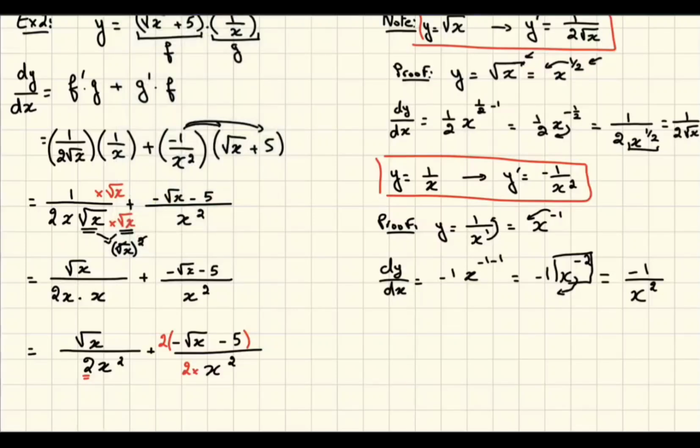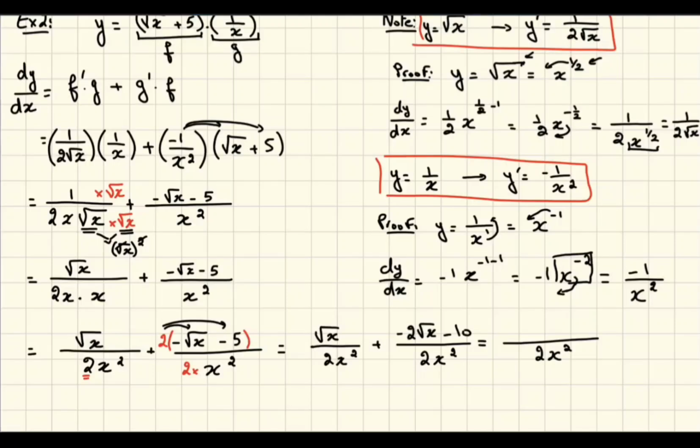Now let's continue working with this. The first one, it stays the same. I didn't change anything. And then the other one will become negative 2 radical x minus 10. I distribute the 2 over 2x squared. Now since we have the same denominator, I can write them both as one fraction. So we write radical x for the first, plus minus 2 radical x, it means minus 2 radical x, plus minus 10, it means minus 10.